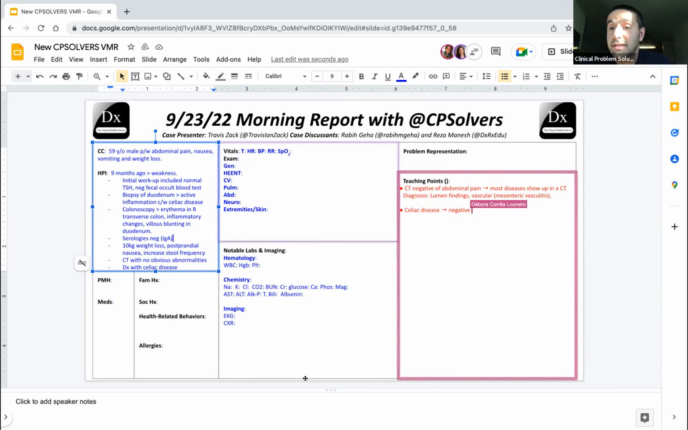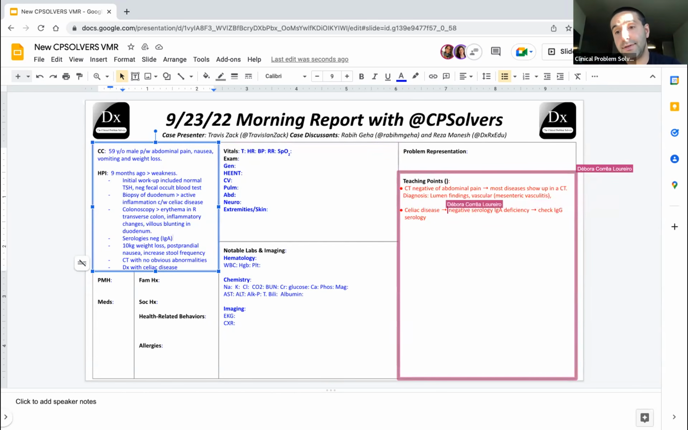IgA deficiency is common in the general population. It's about 1% of the general population, but it's even more common in patients with celiac disease, about 10% of patients with celiac disease. So the way to bypass that is to check for IgG serologies. So in patients with IgA deficiency who have celiac disease, you check IgG serologies to gliadin and endomysin, and those will be positive. And that clinches the diagnosis of celiac disease.